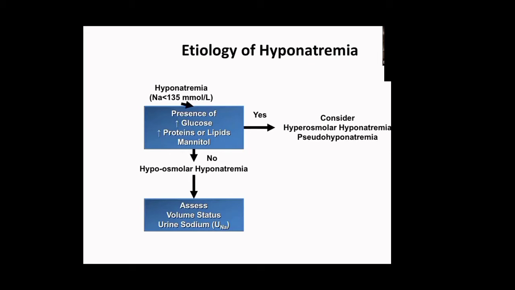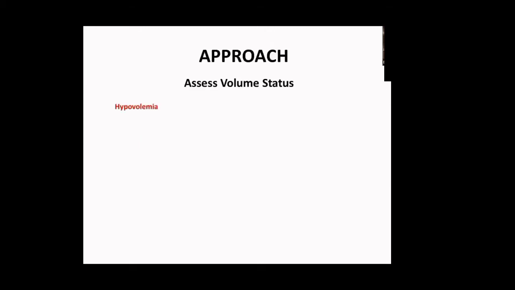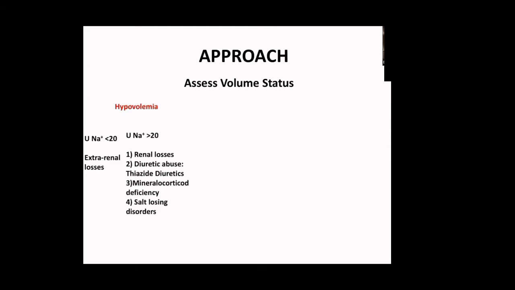So ultrasound plays a very important role in assessing the volume status. Urinary sodium is also important. If the urinary sodium is low, it goes in favor of hypovolemic or hypervolemic. If the urinary sodium is high, it goes in favor of euvolemic. But exceptions are always there. In some conditions like hypovolemic hyponatremia, the urinary sodium can also be high. You all know it could be due to diuretic abuse. In the next slide, assess volume status. In hypovolemia, urinary sodium will be low if it is extrarenal, meaning GI losses. Urinary sodium will be high if it is a renal cause.